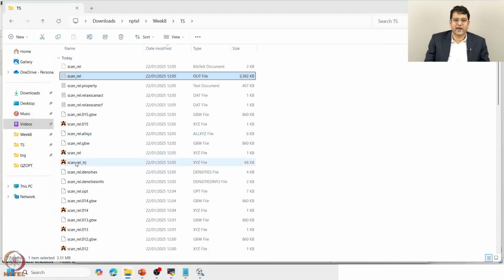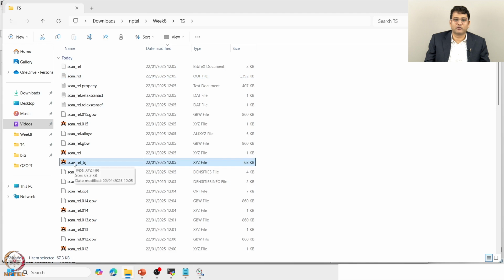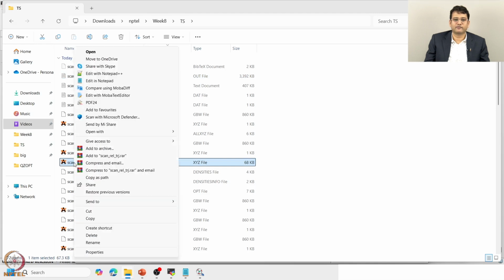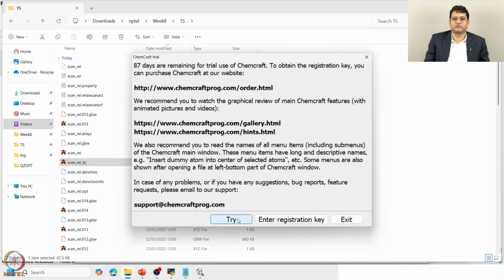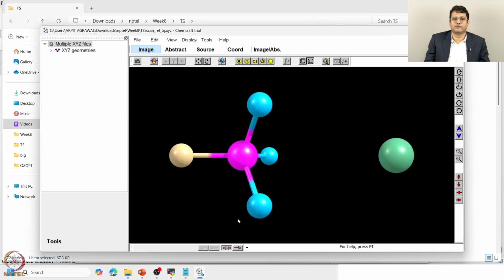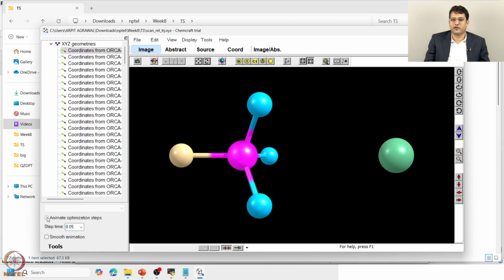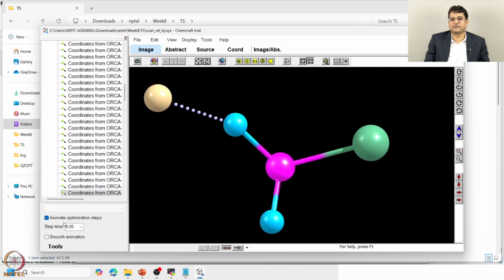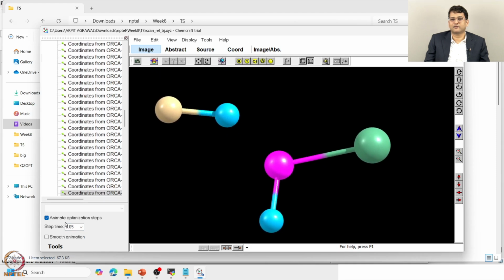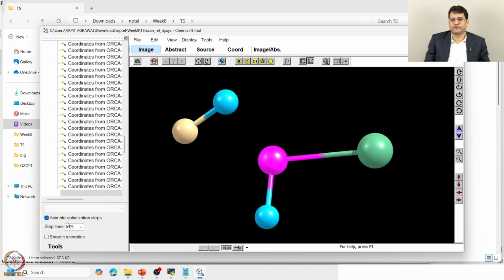So, let us go to the scan dot trajectory, where all your trajectory files are, and this also I open with ChemCraft. So, all the geometries are there. It will be a good idea to see it. Only thing, I want to see it quite fast. So, I will animate the optimization step and see what happens. This kind of bond breaking will be observed.